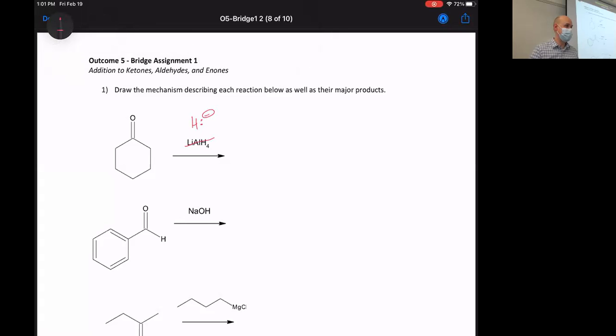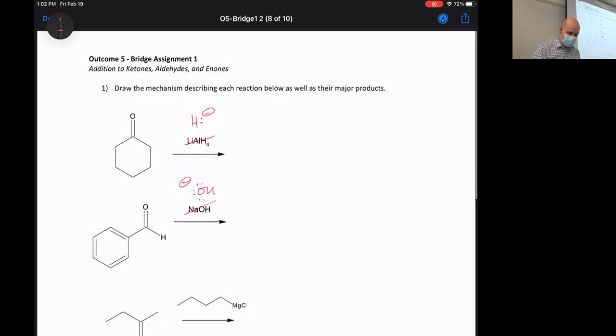Mallory, what does the sodium do? Right, and so what's left? Correct, with what charge? Correct. All right, Yesenia, when we see this whole magnesium chloride thing, this is a Grignard reagent. What does it react like? Correct, carbon with a negative charge.